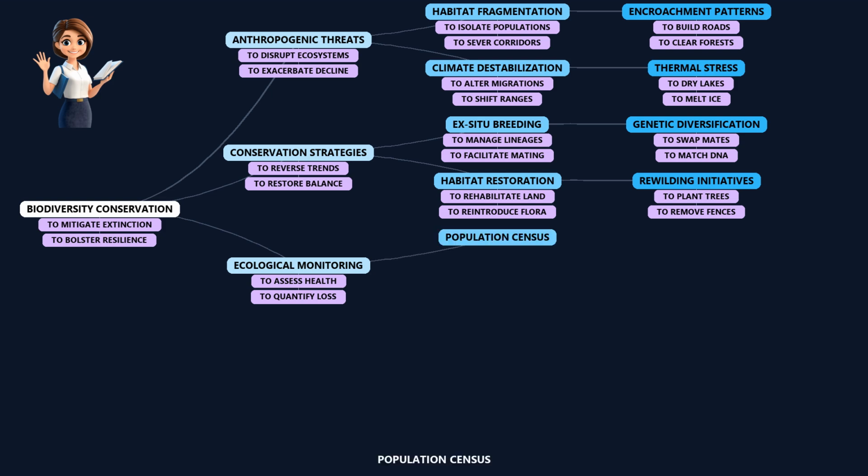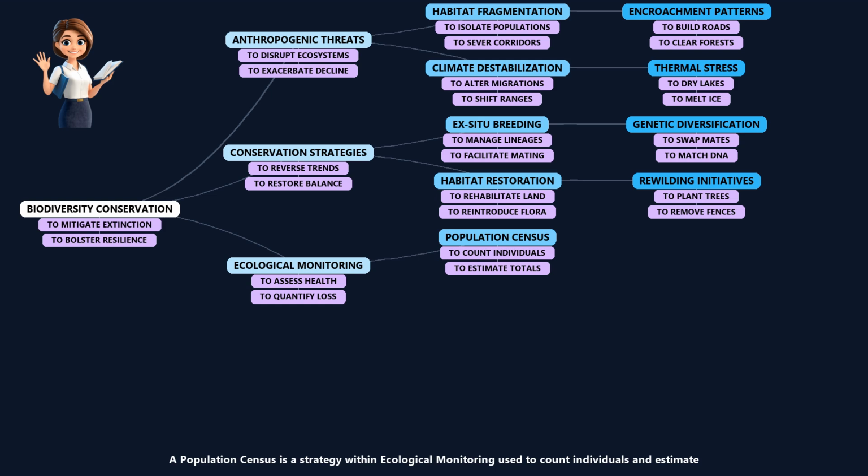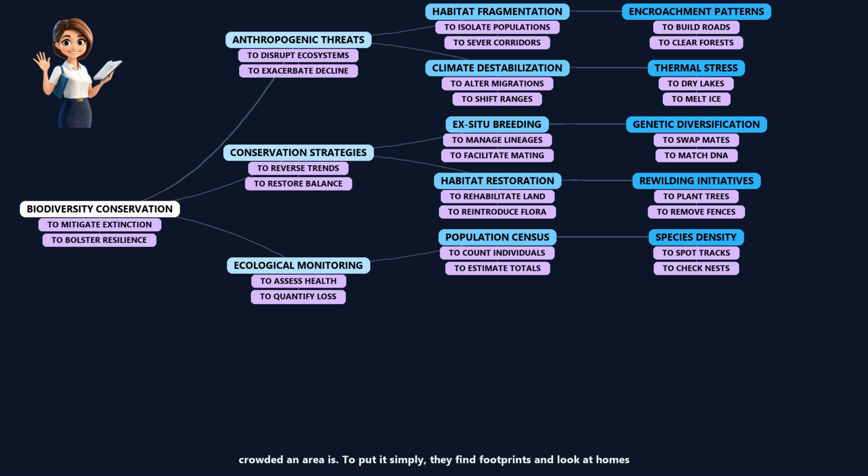Population census. A population census is a strategy within ecological monitoring used to count individuals and estimate totals of a specific group. This involves using math and patience to guess the size of the animal community. Species density. By studying species density, researchers learn to spot tracks and check nests to see how crowded an area is. To put it simply, they find footprints and look at homes to count the residents.